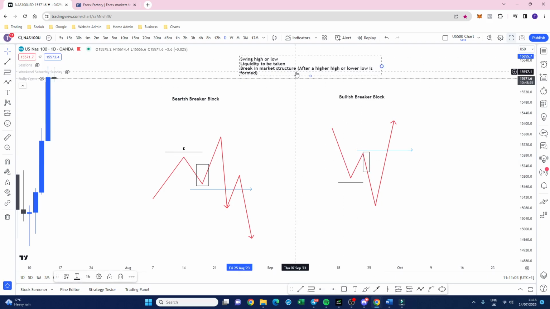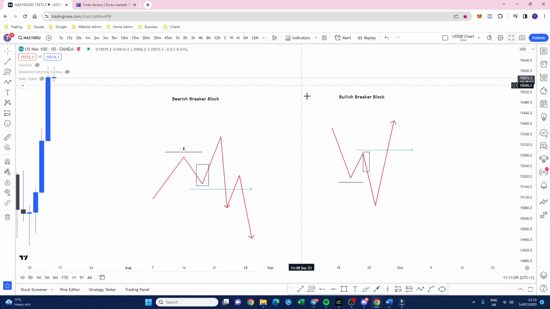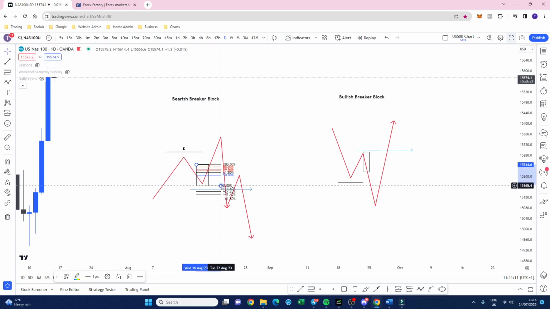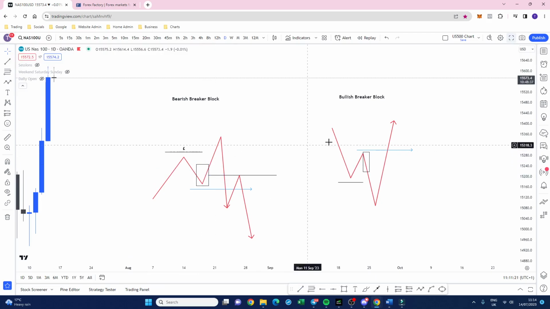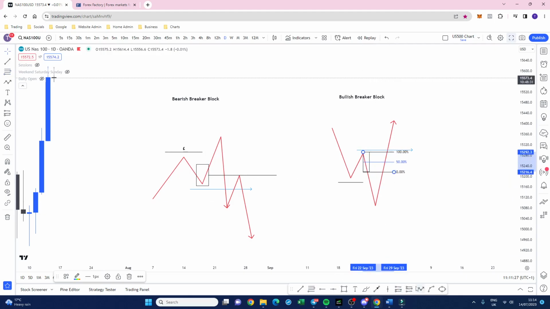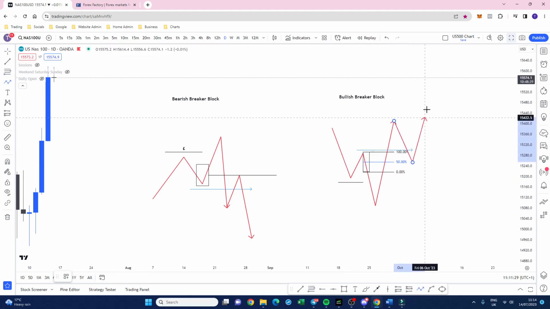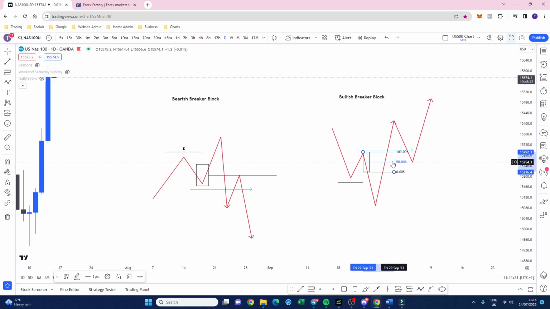Now, in terms of actually getting in on these areas here, there's a couple of entries you can be looking at. The first thing I would be looking to do, because price is in equilibrium, so essentially what we want to be trying to do is get in on 50% of that candle. So 50% of that is a pretty good area to get yourself involved in. And again, 50% of that candle there is quite relevant.